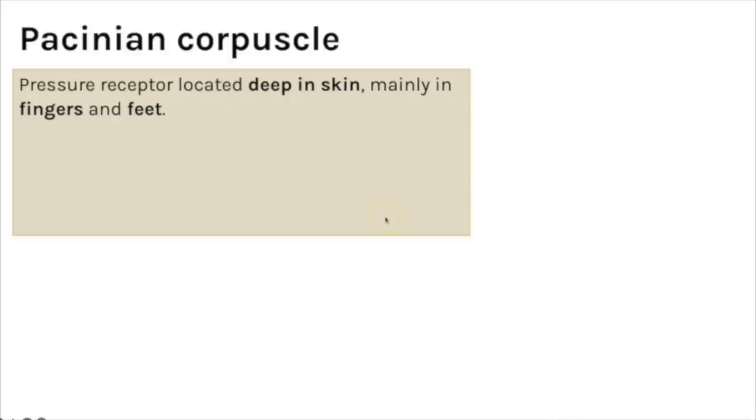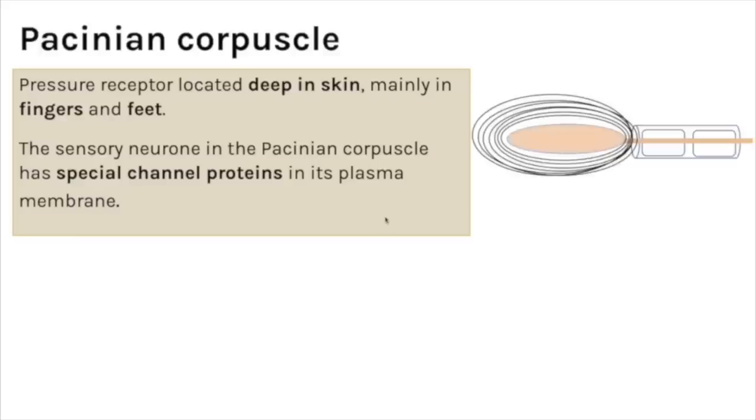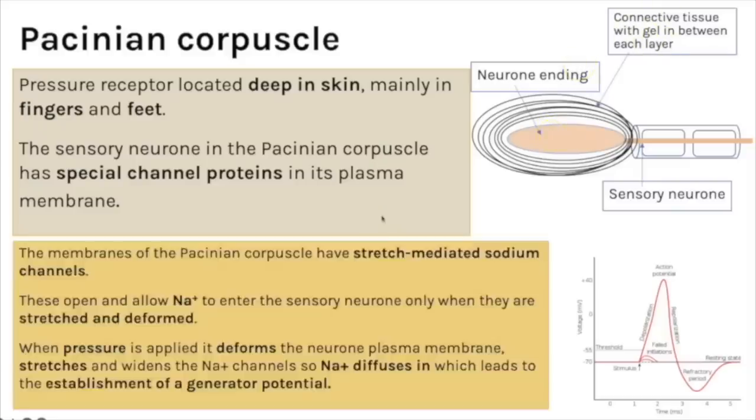Now, the Pacinian corpuscle is actually a sensory neuron wrapped in lots and lots of layers of plasma membrane. And that has special channel proteins embedded within those plasma membranes. So that's what we're seeing here. We've got our sensory neuron with a nerve ending. We've got lots of connective tissue with gel in between each of these layers.